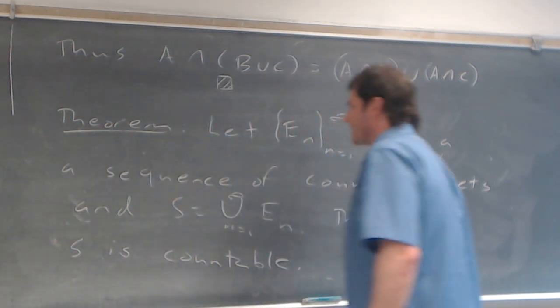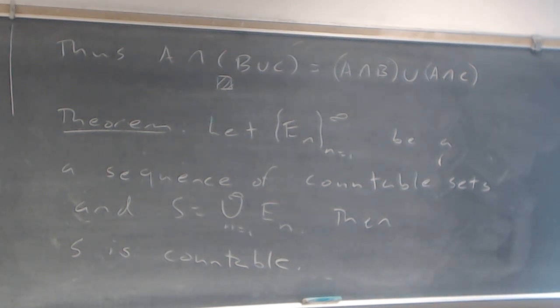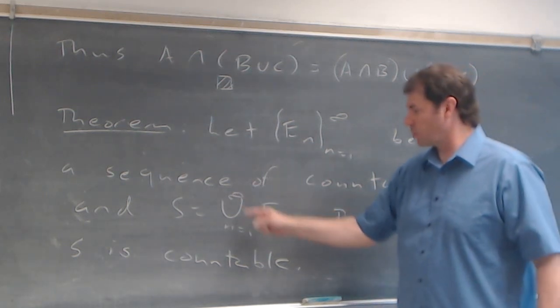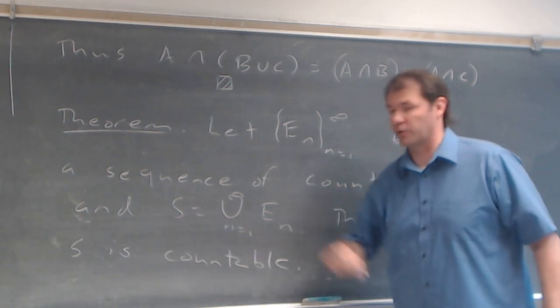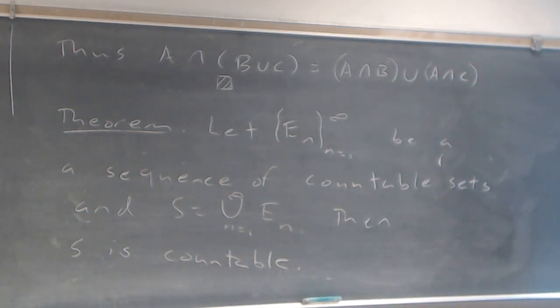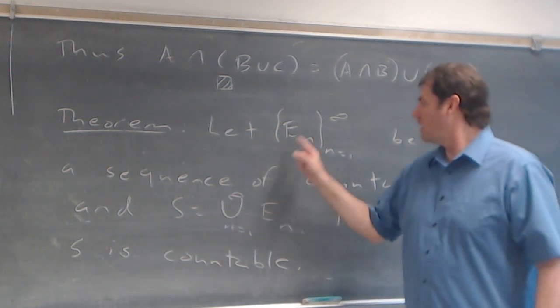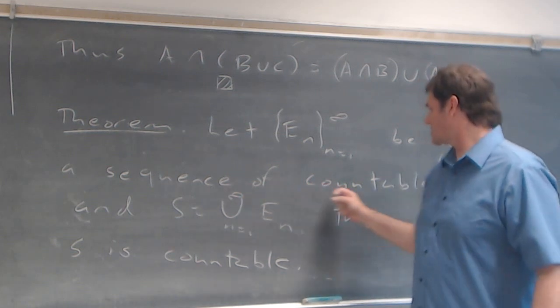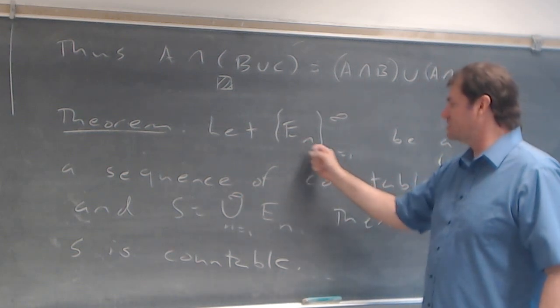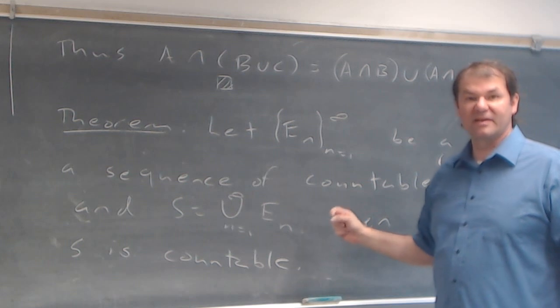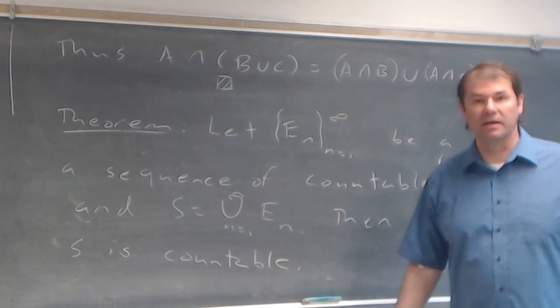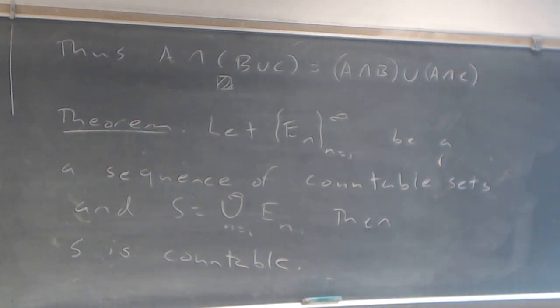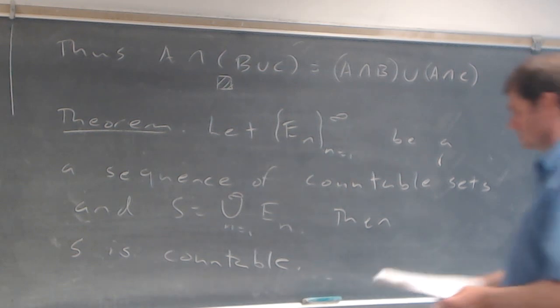It's a famous fact in mathematics, and the way that we say it is: the countable union of countable sets is countable. And so when we say E sub n is a sequence of countable sets, we're saying that each E sub n is countable, meaning the number of elements that it has is the same as the natural numbers.